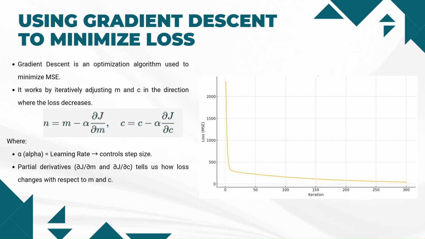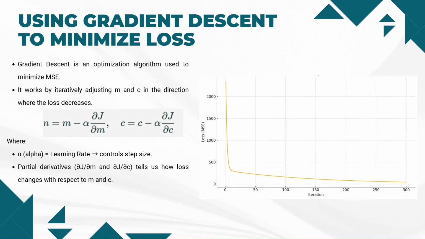It works like this. We start with some initial guess for m and c. We calculate the loss. We look at how the loss changes if we change the values of m and c, which is called the gradient. We then update m and c step by step in the direction that reduces the loss. This is similar to standing on a hill and walking downhill until we reach the lowest point.